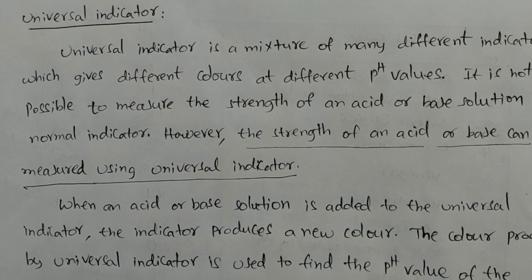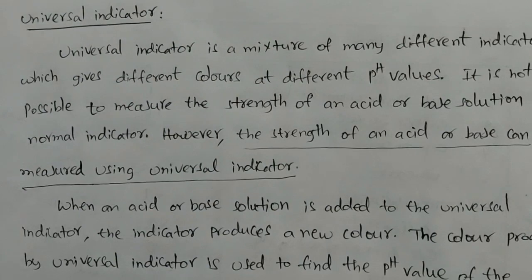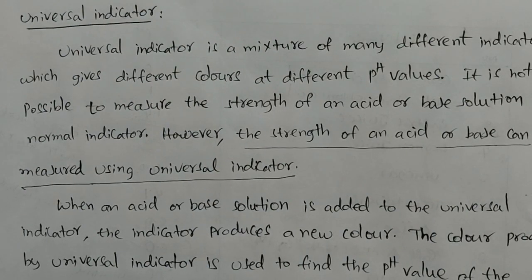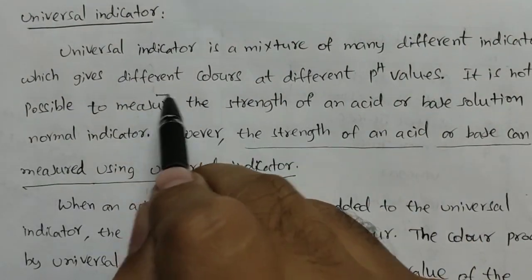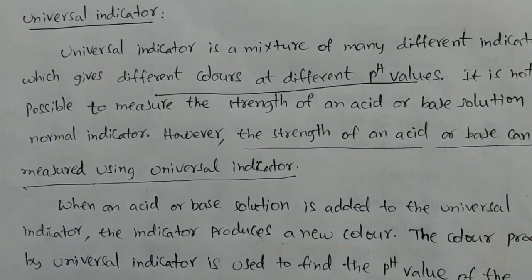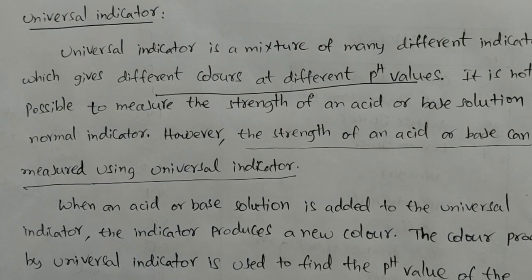So how it is made, what it is made up of. Generally, universal indicator is a mixture of several, many different indicators, which give different colors at different pH values. So the characteristic property of this universal indicator is that it gives different colors at different pH values.